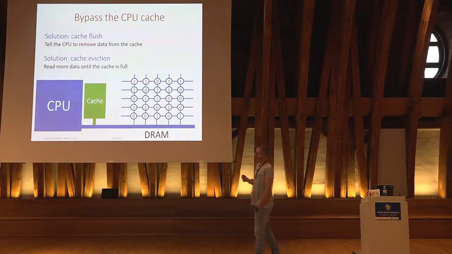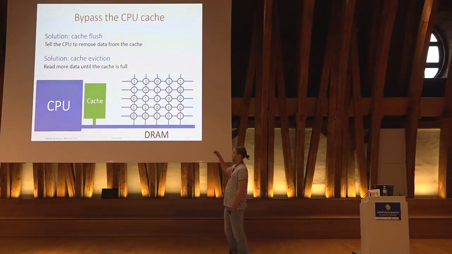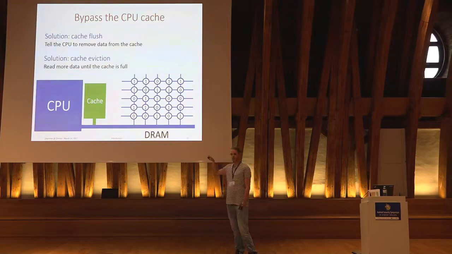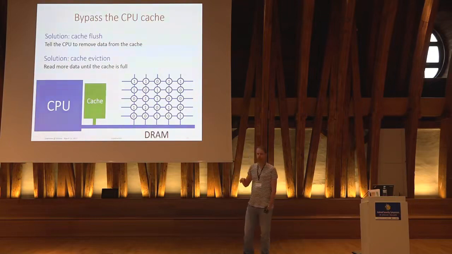A second option is to use a cache eviction set. There, basically, after you've read one row into your cache, you're going to read a couple more data from DRAM. And this causes your cache to evict the first row, one of your first aggressor rows. So the next time you access that aggressor row, it will go to DRAM. It will be fetched from DRAM again.